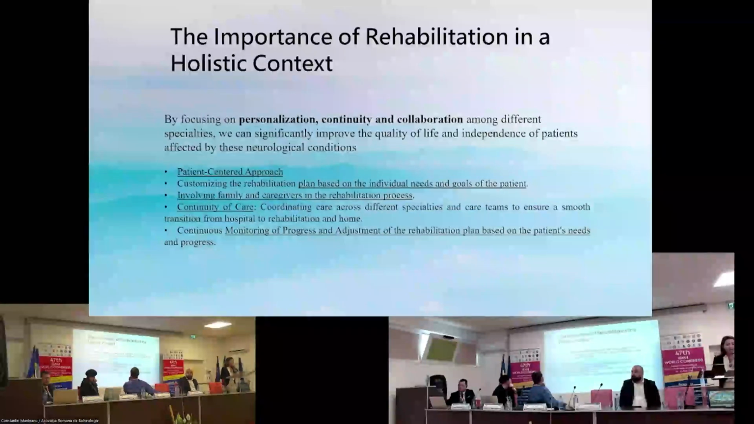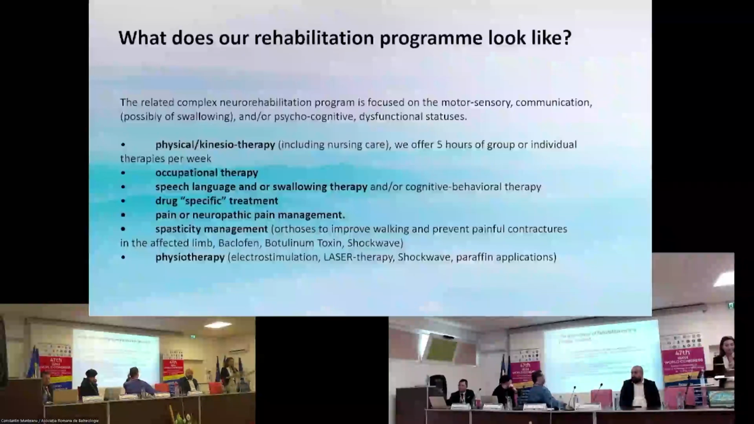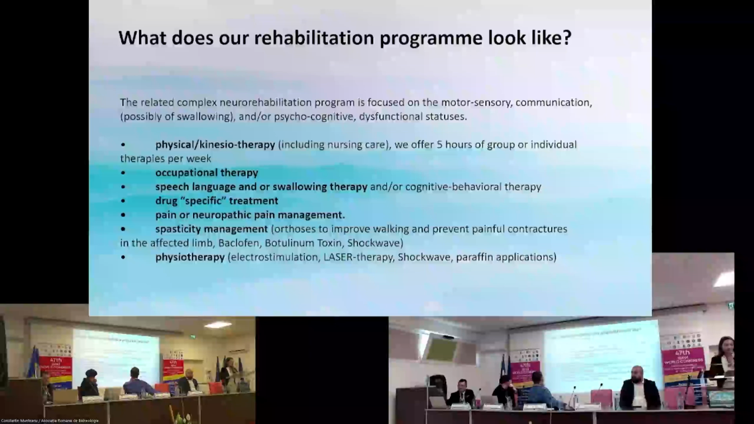We all should focus on personalization, on continuity of care, coordinating care across different specialties, and of course on collaborating. Involving family and caregivers in the rehabilitation process is also very important. How does our rehabilitation program look like?